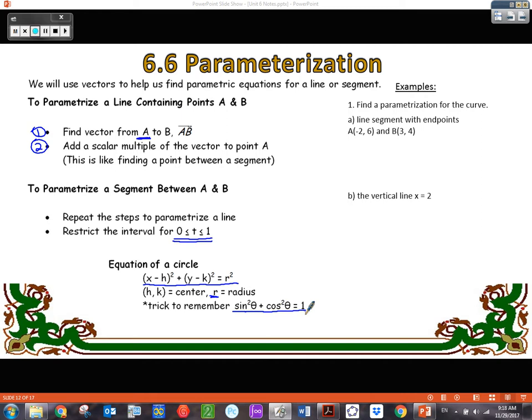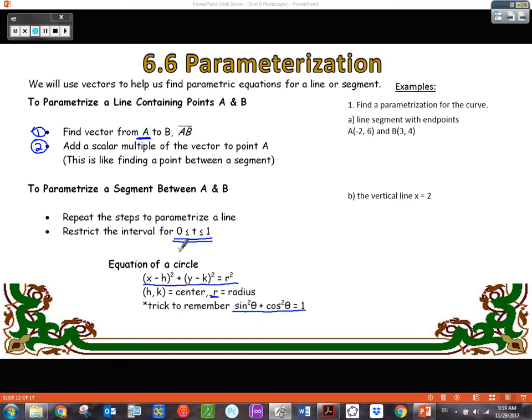All right, so let's jump into some examples. The first example is finding the parametrization for the curve. And I know a line isn't curved, but we typically call all those things curves. Like in the rectangular plane, we call them curves. So we want a line segment with endpoints. We're going to do it the same way that we would parametrize a line. We're just going to add this restriction to it. So let's walk through those steps.